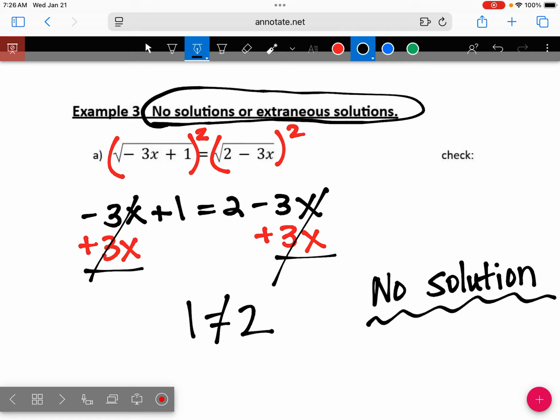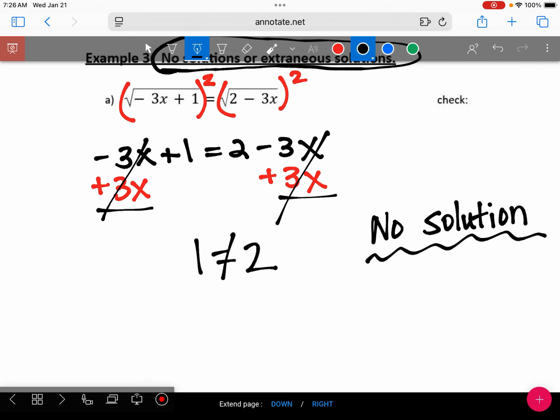We're left with 1 equals 2. Now, if we were left with 2 equals 2, then it would be infinitely many solutions, but we're only focusing on the no solution. 1 does not equal 2. This is not true. And that's why it is no solution. All right, any questions about that one?